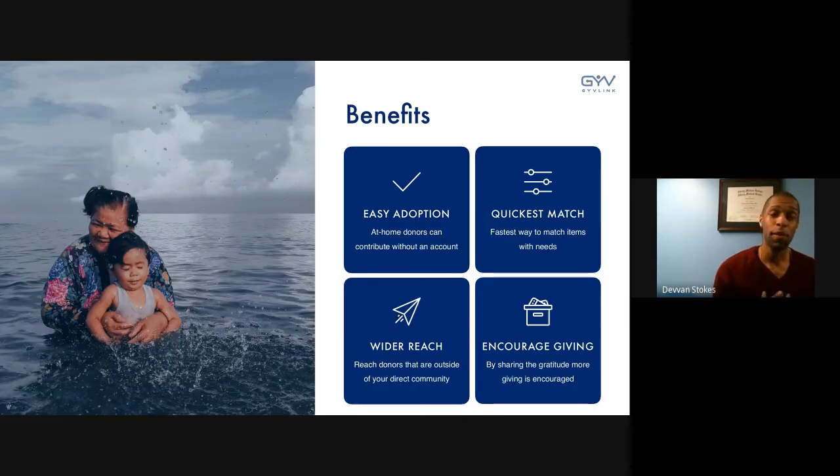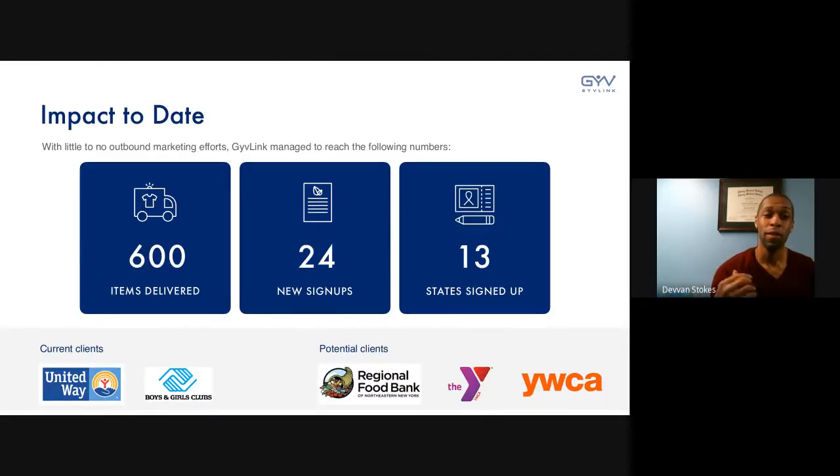We've developed a few features to help differentiate us from the other in-kind donation software services, mostly related to speed and automated matching. We have delivered 600 items to date, and this week we've got our 13th state to sign up, and we just got our second United Way to sign up.